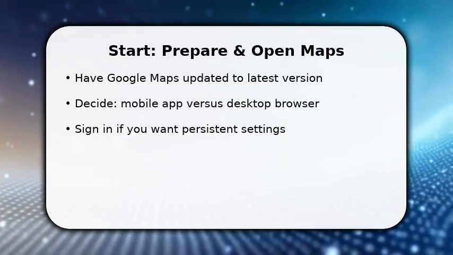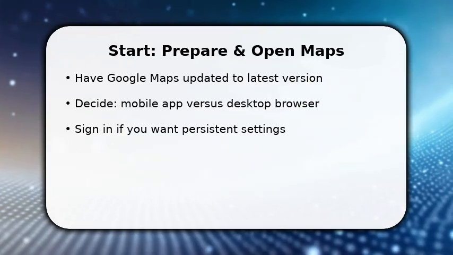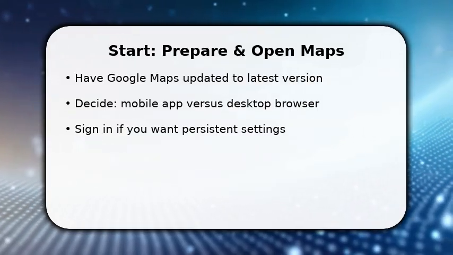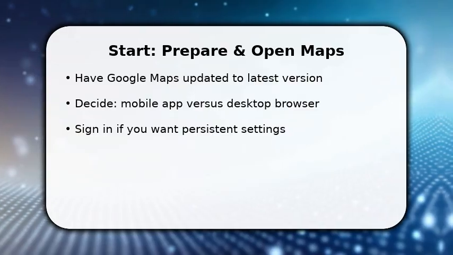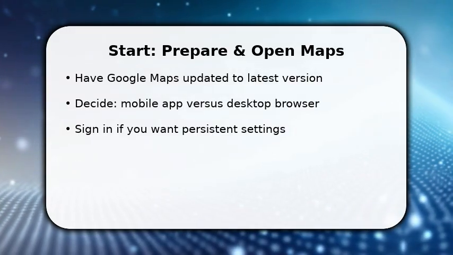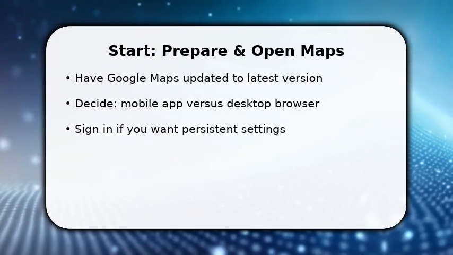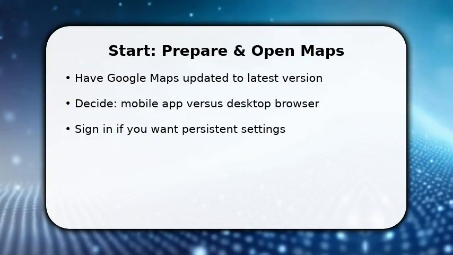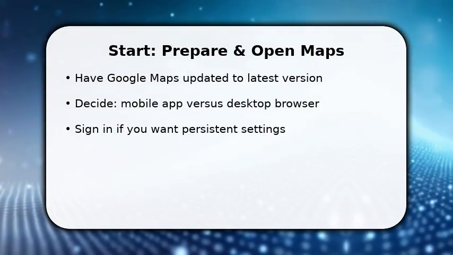You start by opening Google Maps and choosing the interface you'll use, mobile app or desktop browser. Once done, make sure the app is up to date or refresh the browser to avoid cached UI differences. You'll need basic location permissions on mobile. Grant them.